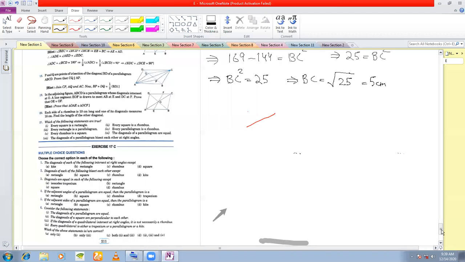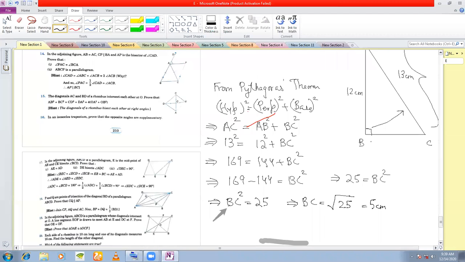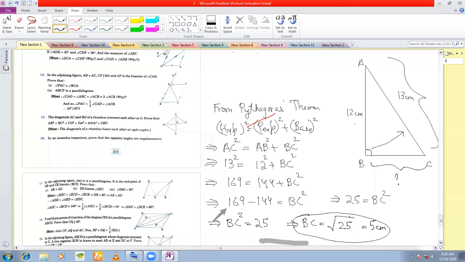So you see that this side BC we did not know. And we have found out the side BC to be 5 centimeters because we knew the length of the hypotenuse and because we knew the length of the perpendicular. So therefore, in a right angle triangle, remember, if any two sides are given, you can find out the third side with the help of Pythagoras theorem, the way I have shown you.